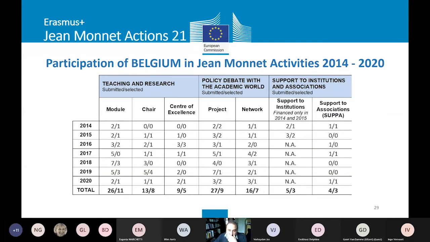Also an overview of the past. The first number is the applications received and the applications selected for Belgium. The two last actions do not exist anymore. Support to institutions, since 2015, no longer exists, and support to associations no longer exists as well, because participation was less and less year after year. One of the famous ones is a Flemish professor, maybe Beckemans, with the Rijkenveld Institute in Dam.